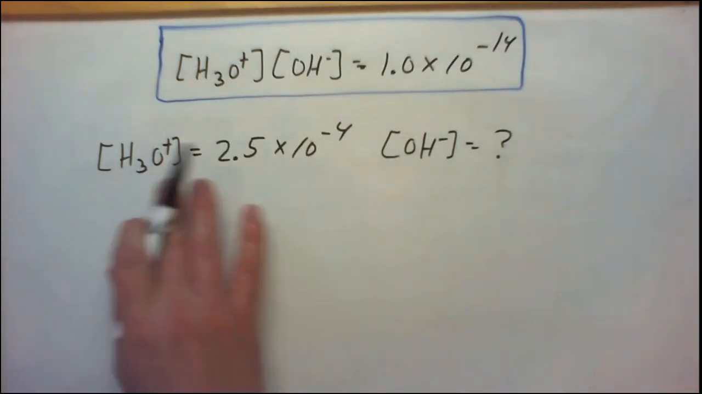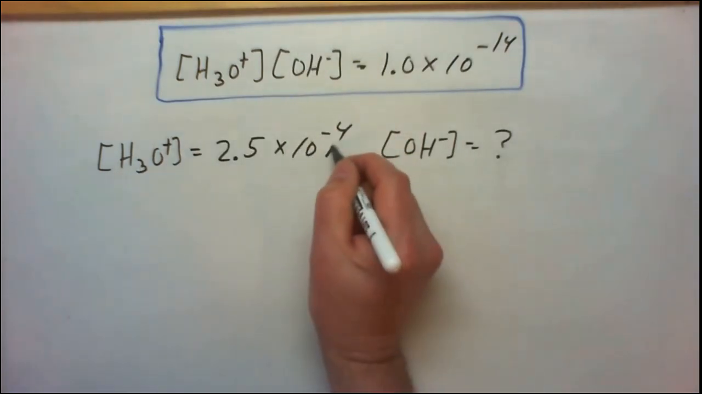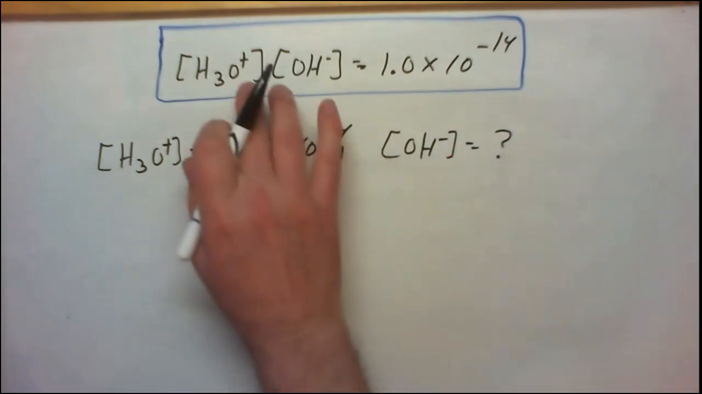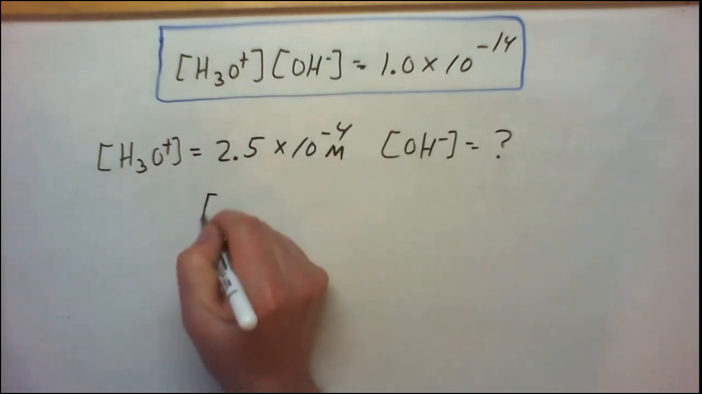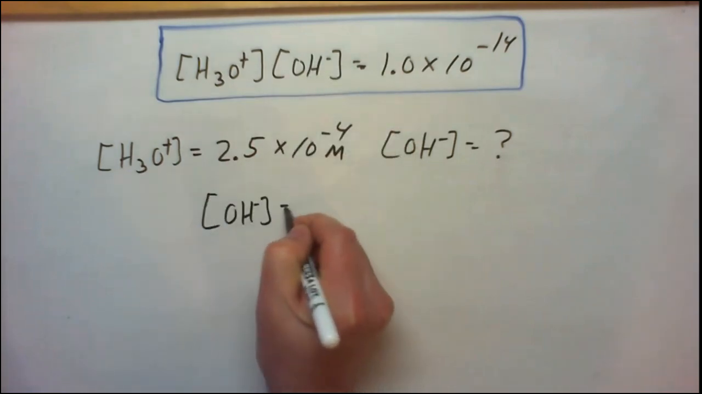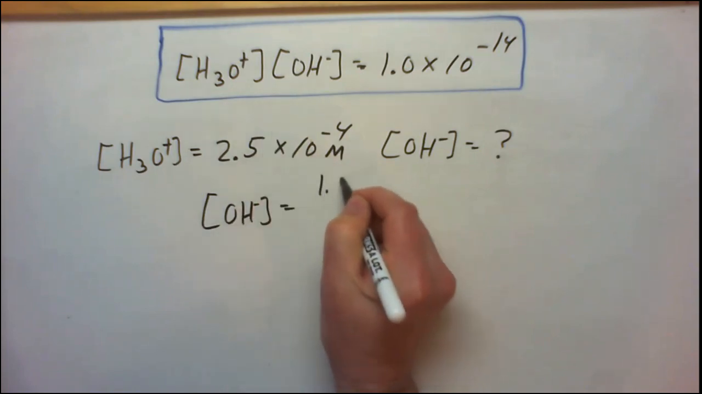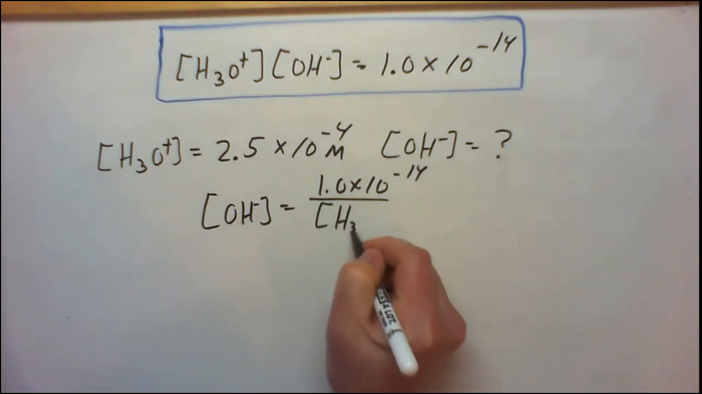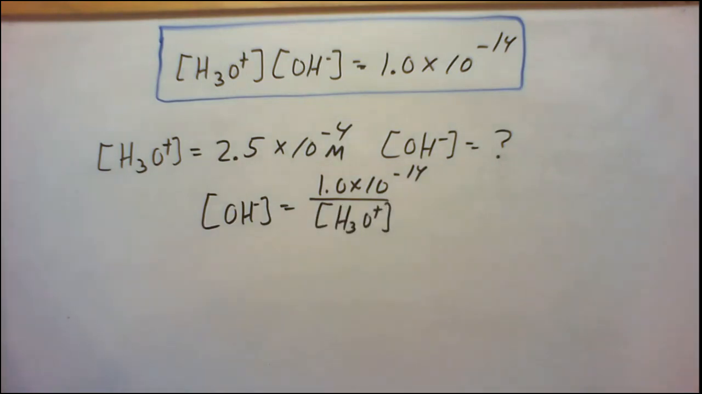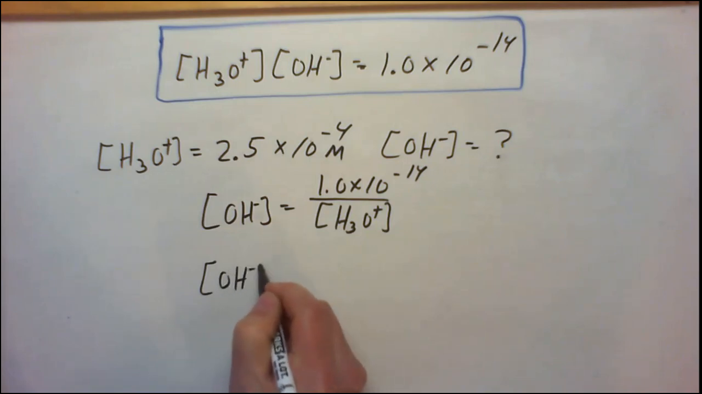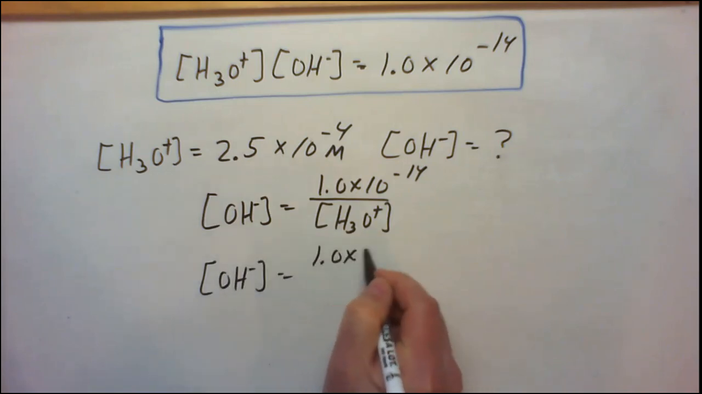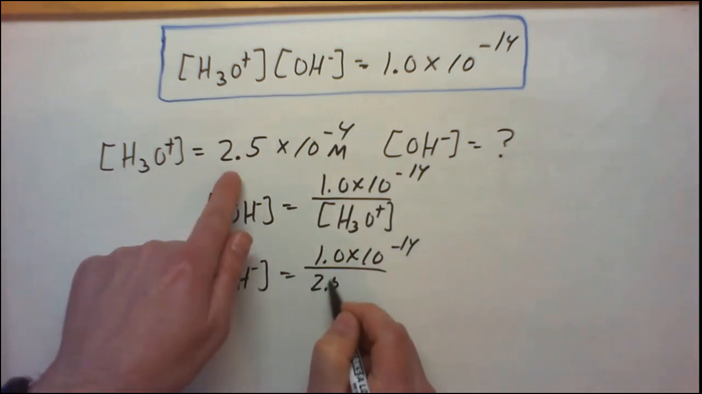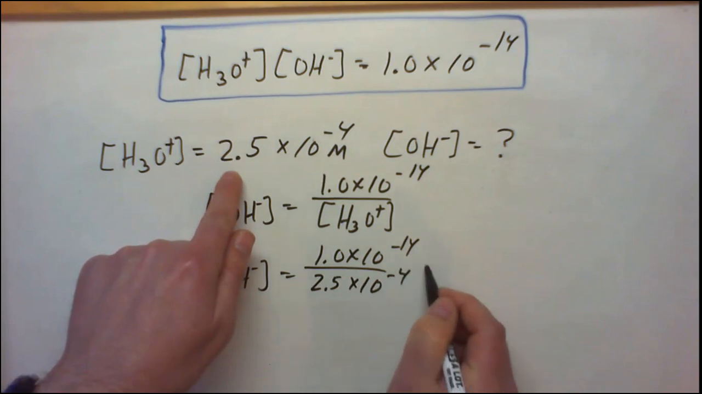So in this case, we know hydronium is 2.5 times 10 to the minus 4 molar. We want to calculate the hydroxide concentration. So we can rearrange this equation to solve for hydroxide. There's one approach we could take. It says the hydroxide concentration is equal to 1 times 10 to the minus 14 divided by the given hydronium concentration. We plug in our number: 1 times 10 to the minus 14 divided by 2.5 times 10 to the minus 4.